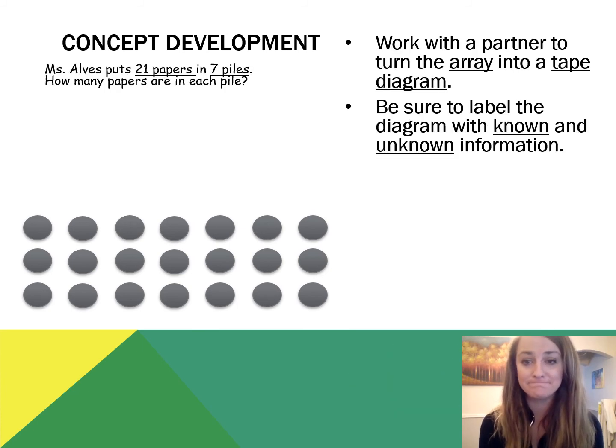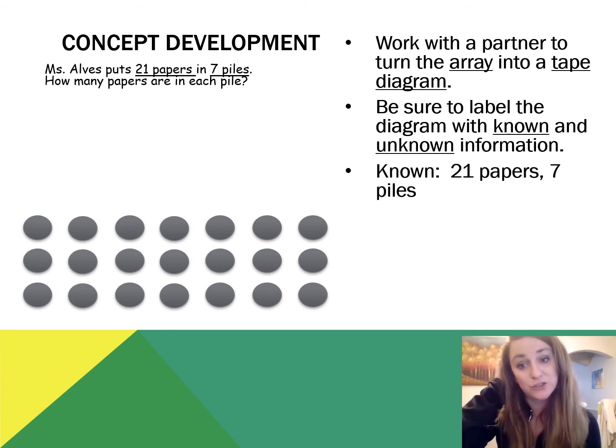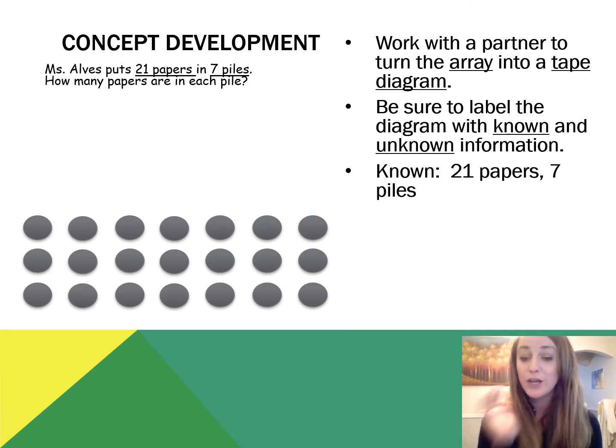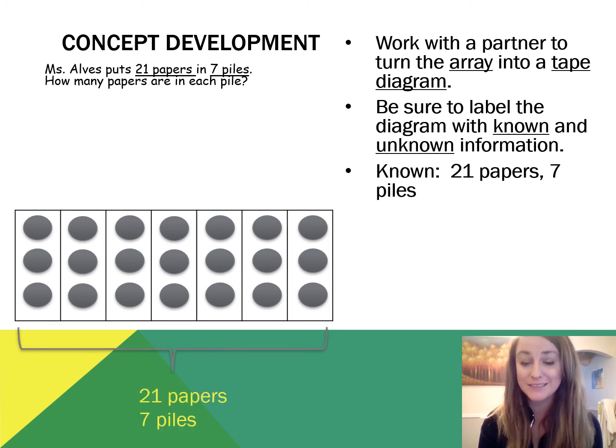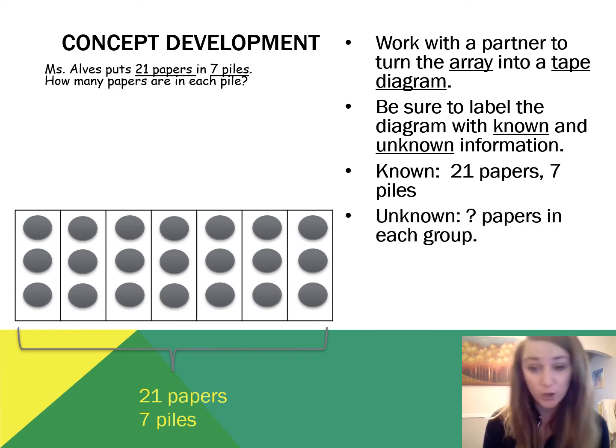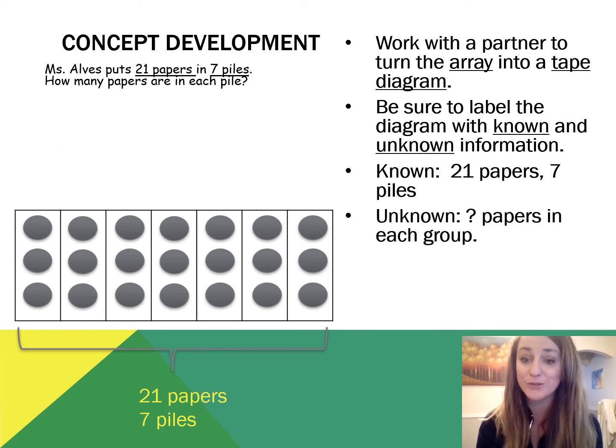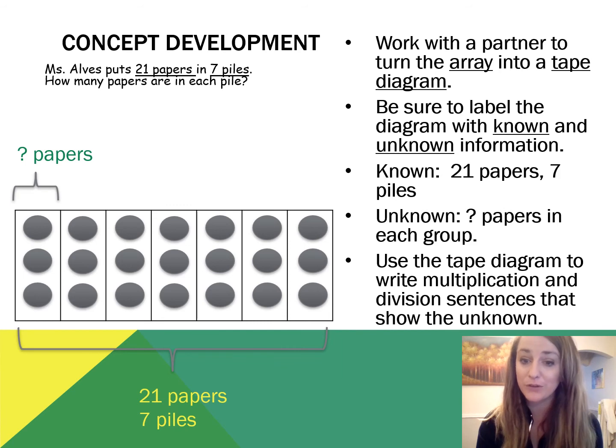Now, let's change this array into a tape diagram. I would be sure to label what I do know and what I don't know. What I do know so far is that there are 21 papers and 7 piles. What we didn't know was how many papers were in each group. How many papers are in each group?